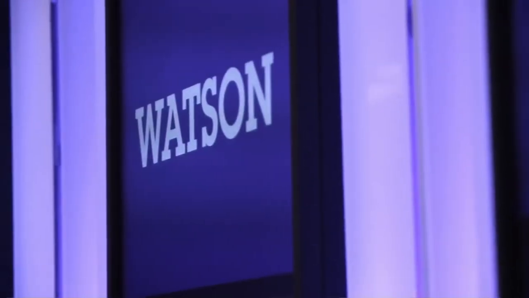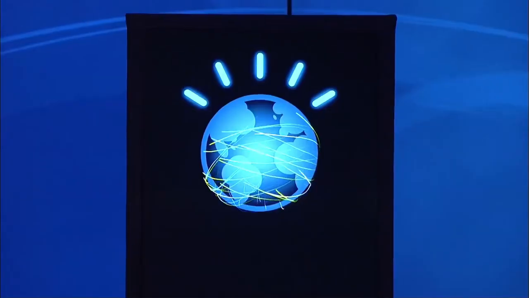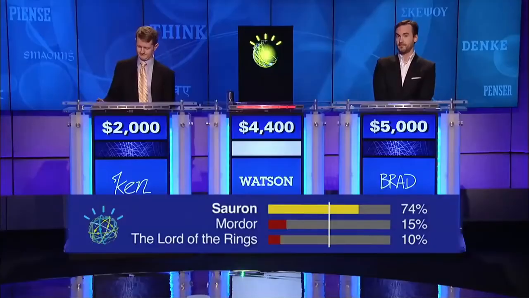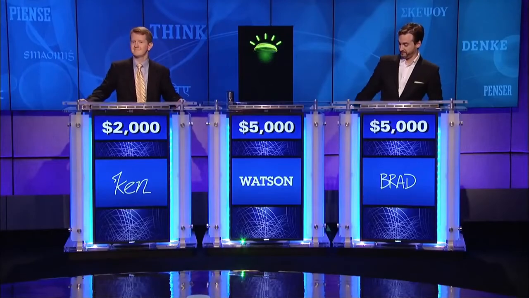We were ahead of them, but then we started getting some questions wrong. Watson. What is leg? No, I'm sorry, I can't accept that. What is 1920s? No. What is chic? No, sorry. Brad. What is class? Class, you got it. Watson. What is Sauron? Sauron is right, and that puts you into a tie for the lead with Brad.